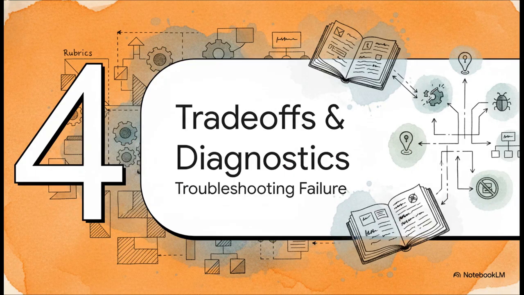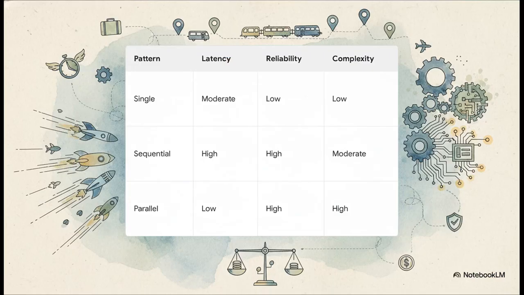And that perfectly transitions us into the final phase of our explainer today, Section 4, Trade-offs and Troubleshooting Failure. We really need to equip the team with the rubrics to make these design choices and the playbooks to fix things when they inevitably break. Consider this architectural matrix your new best friend, your decision engine. If you're building a feature for our travel app, this is exactly how you decide what pattern to use.